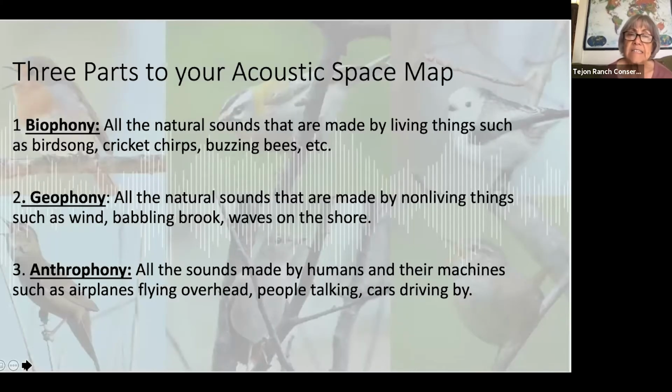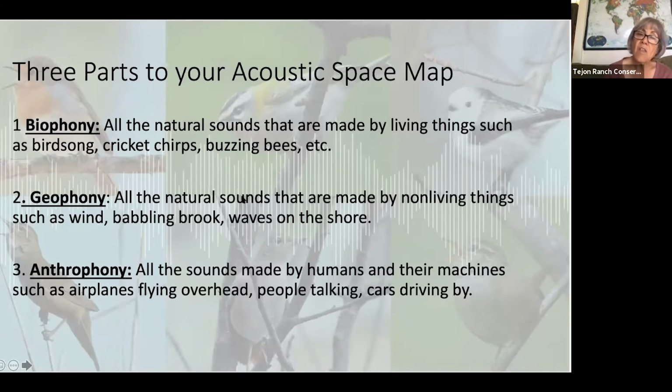Biophony are all the sounds that are made in nature by living things, such as a bird song, a cricket chirp, buzzing bees, those kinds of things. Now, what about dead leaves? Is that a living thing or a non-living thing? The answer is it's a living thing. So if you hear leaves that are rustling in a tree when the wind blows, my question is, are you hearing the leaves or are you hearing the wind? In fact, you're probably hearing both.